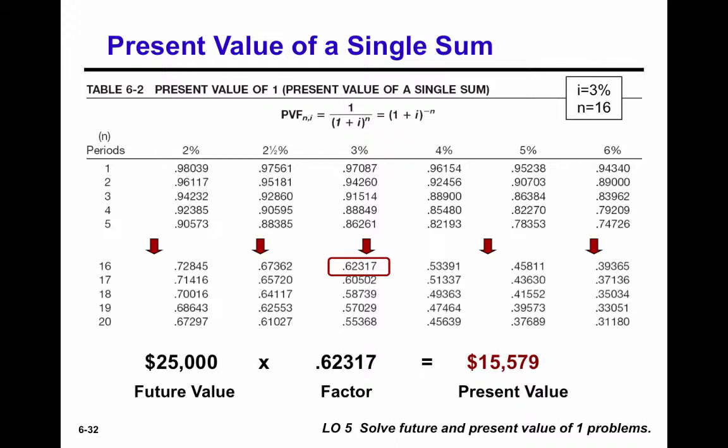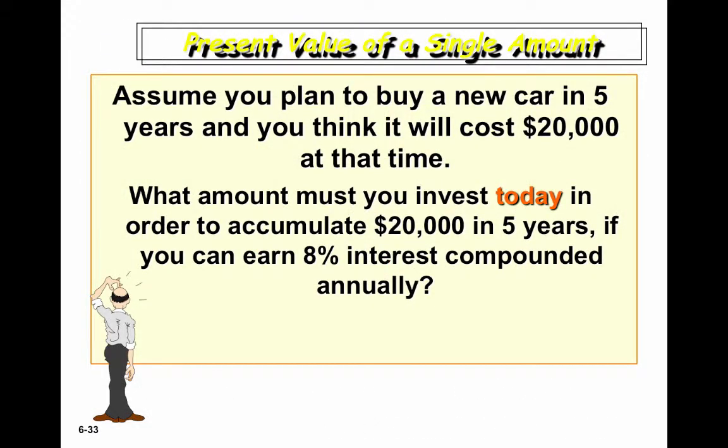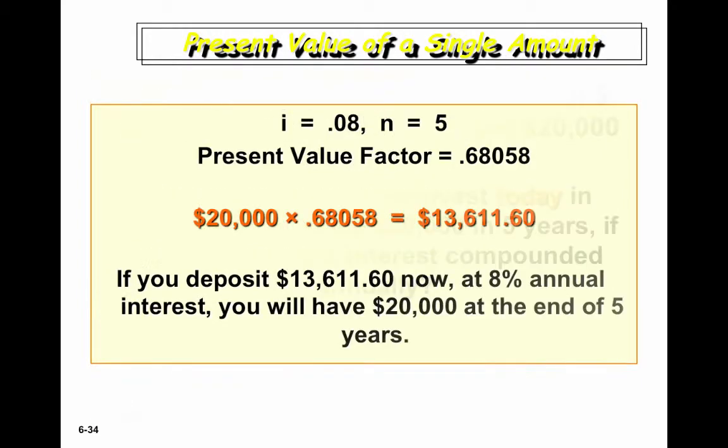This demonstrates one of the important points, that when the interest is compounded more frequently, the present value is smaller than it would be if the interest was compounded on an annual basis. Here's another problem I pulled from another book. You can take a look at this. What amount do you need to invest today to get $20,000 in 5 years at 8% annually? And here's your solution.